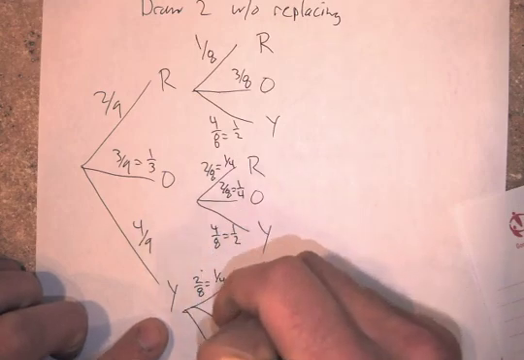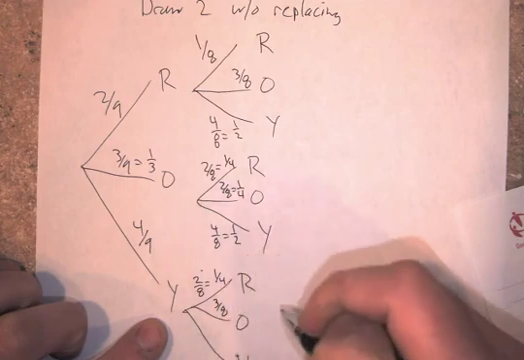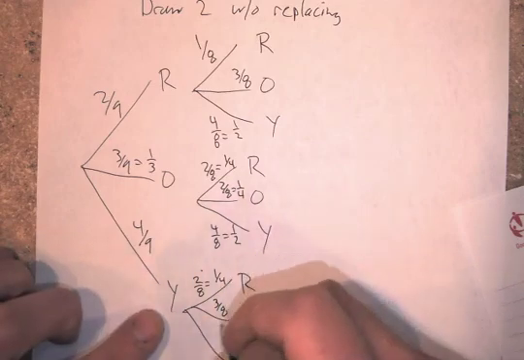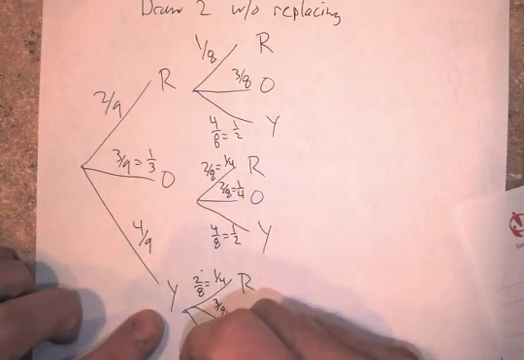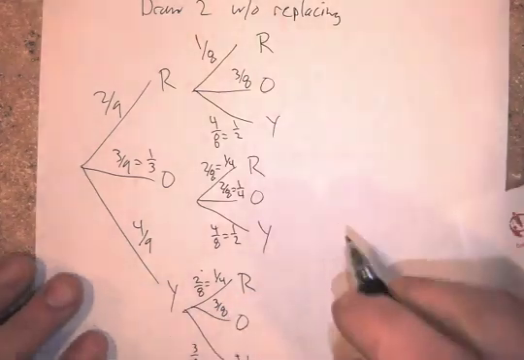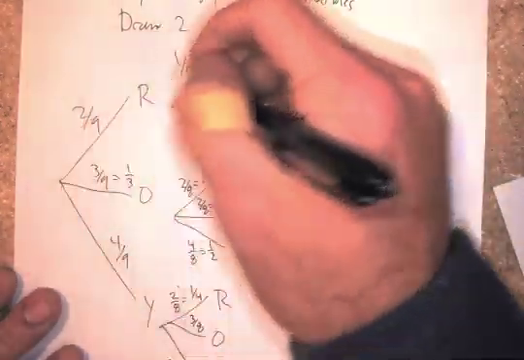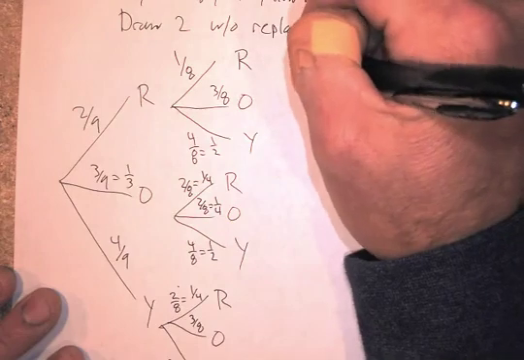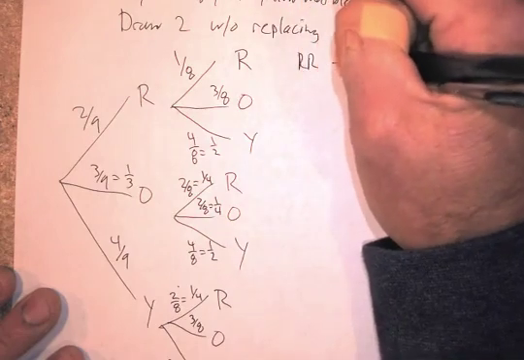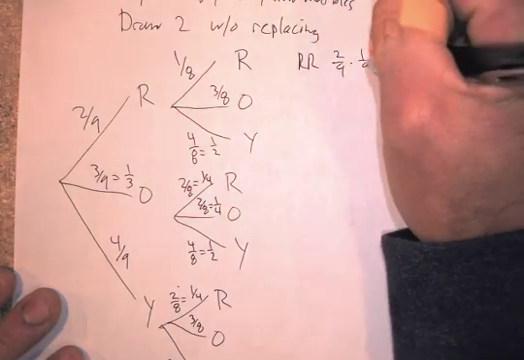Oranges, there's 3 left out of 8. And yellow, since I drew one, there's 3 left out of 8. Okay, to find the probability of each of these branches, you multiply. So red is going to be 2/9 times 1/8.